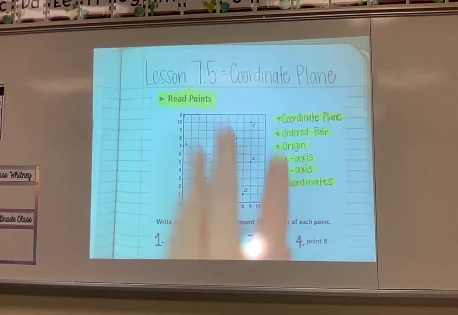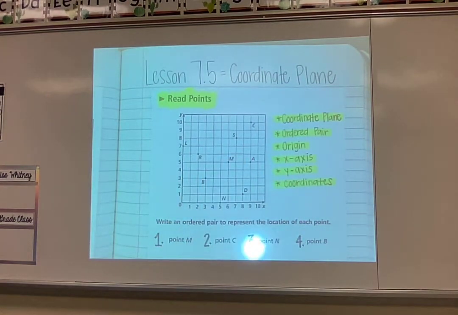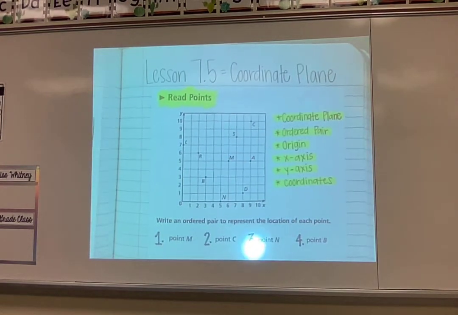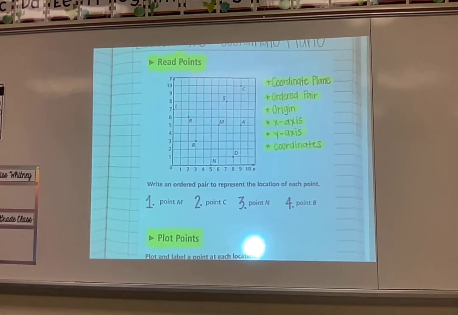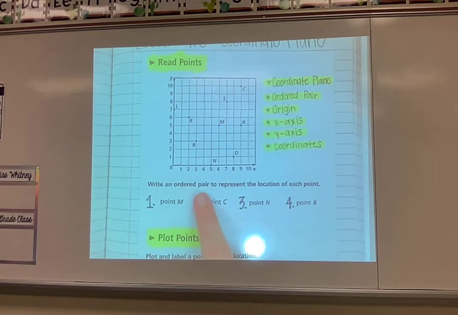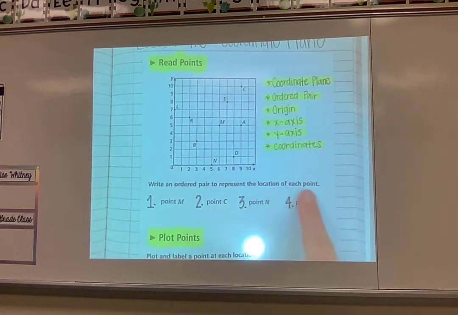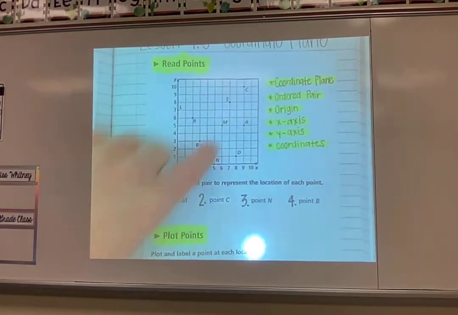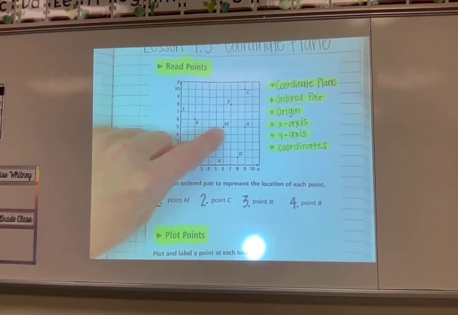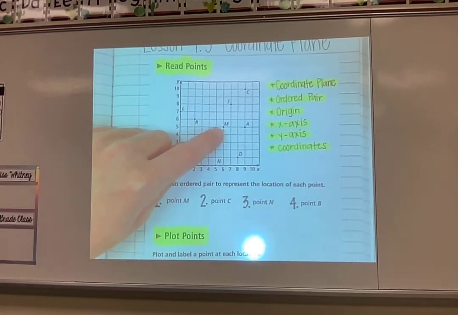Let's use this coordinate plane and those vocabulary terms to help us do numbers 1 through 4 to start out. It says, write an ordered pair to represent the location of each point. Number 1 is point M. I have to find point M, which is right here on my graph, and give an ordered pair. It's kind of like giving directions for how someone would get there.